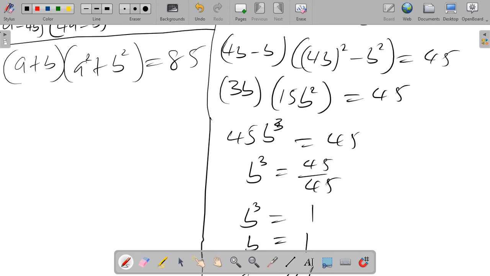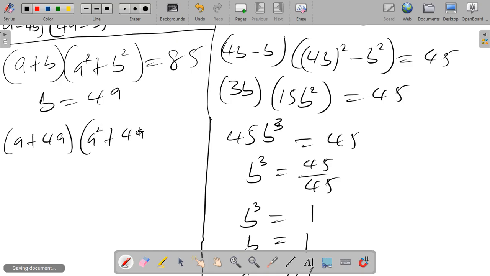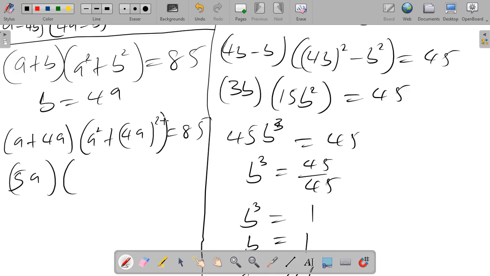In this case we are using that b is equal to 4a, so anywhere we see b, we put 4a. This will now be (a plus 4a) in bracket of (a squared plus (4a) all squared) is equal to 85. Adding gives you 5a, in bracket of 16a squared plus a squared, to give you 17a squared, is equal to 85. So 17 times 5 will give you 85a cube is equal to 85.